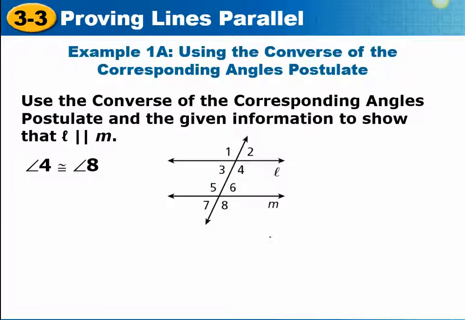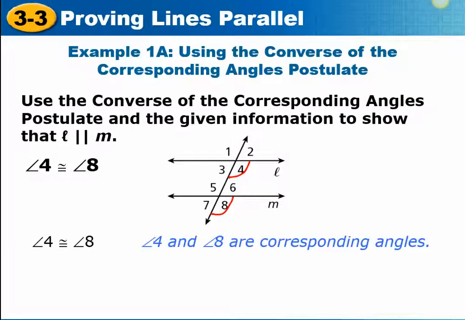Here's an example of how you might use this postulate. We've got this picture shown here, and it says that angle 4 is congruent to angle 8. Well, those are corresponding angles. So since they are in the corresponding angle position, that means those two lines, L and M, are parallel because of the converse of the corresponding angles postulate. It's important that you put the converse in front because it's not the corresponding angles postulate, it's the converse of it.